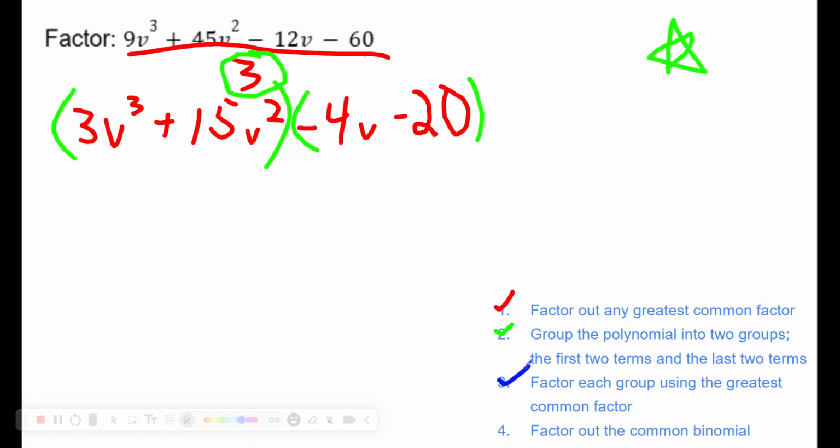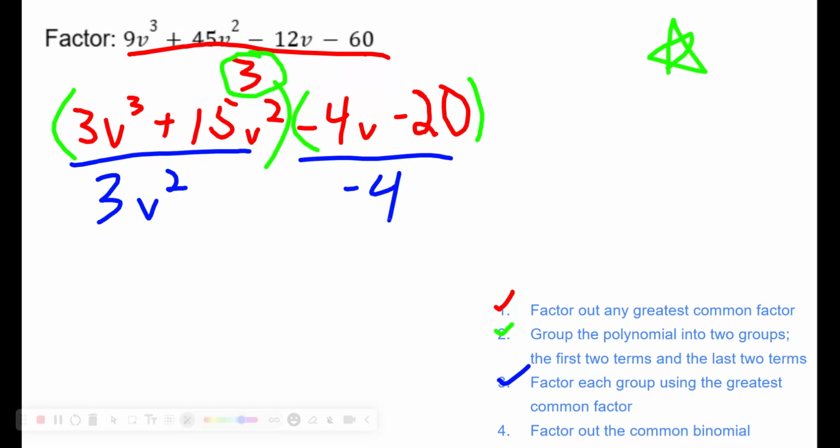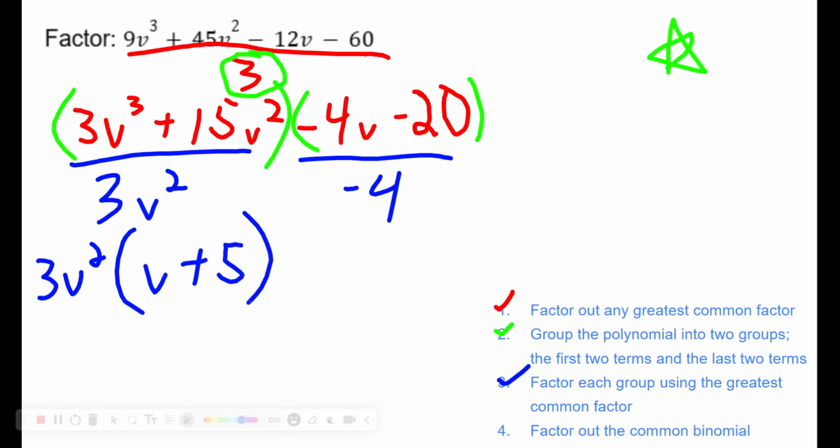Okay, working on that. On the left one, I see that they both have variable v, 2, 3, and 15. They have a greatest common factor of 3. On the right side, looks like it's just going to be negative 4. Want to match that first term there. So 3v squared, parentheses, 3v cubed divided by 3v squared, that's just v, and plus 5. Minus 4 times negative 4v divided by negative 4 is v, plus negative 20 divided by negative 4 is 5.